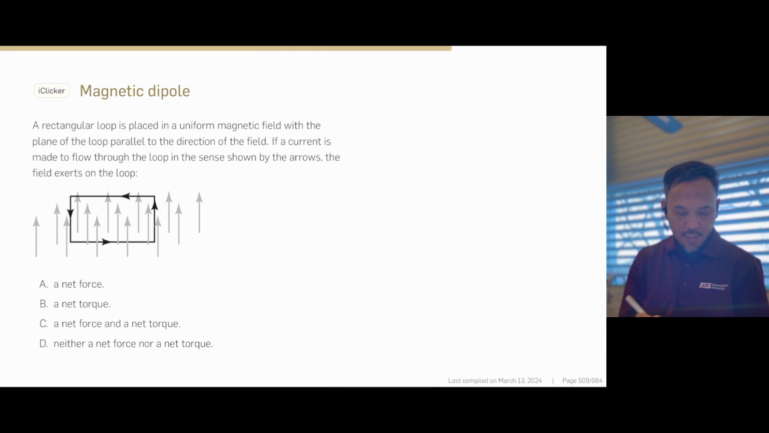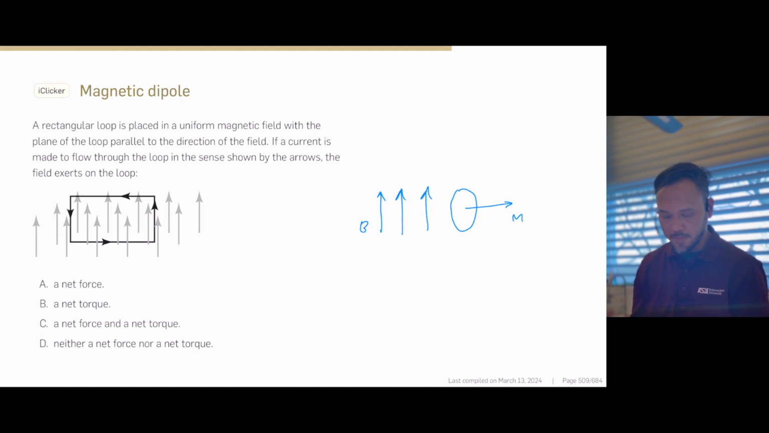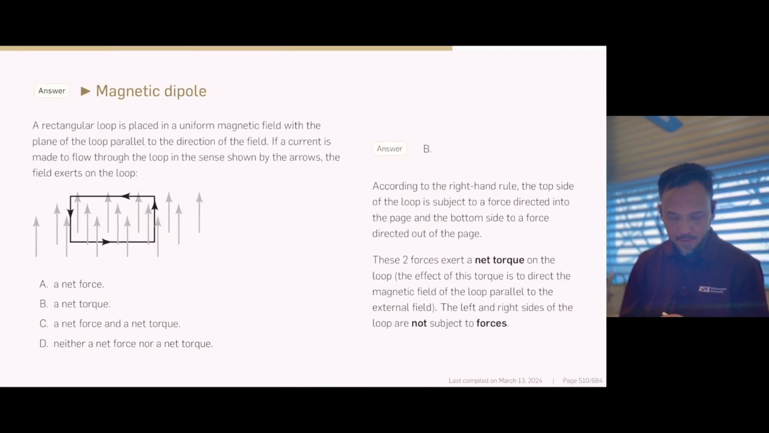In contrast, if this is the magnetic field and the magnetic moment is perpendicular, this is when the torque is not only non-zero but maximum. Okay, so as long as you know this, you'll be good. So here B, which is there is a net torque, but there is no net force. Okay.